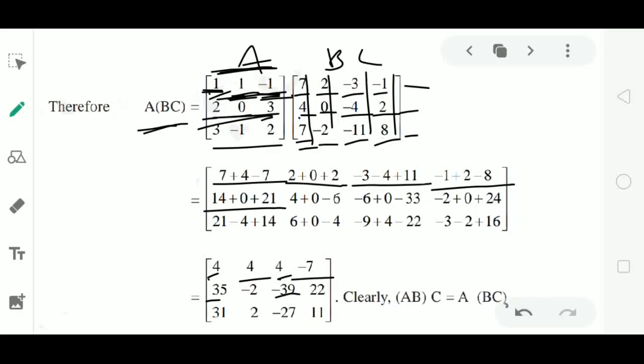Next, second row, fourth column, 2 into minus 1, 0 into 2, 3 into 8, which is minus 2 plus 0 plus 24, which is equal to 22.